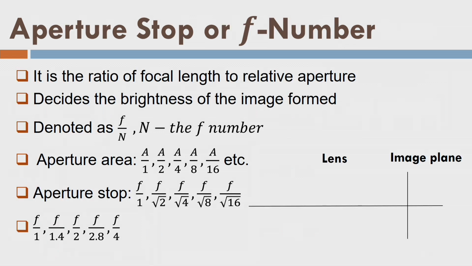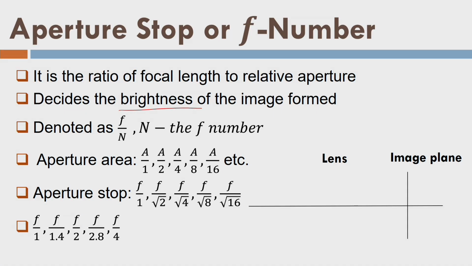Now we can say that the ratio of focal length to relative aperture is also called the f number, or sometimes aperture stop, and it decides the brightness of the image. Secondly, the moment we take the ratio, it is independent of the focal length, right? It is indicated by f by N, where N is the f number. Okay, what is the meaning here?